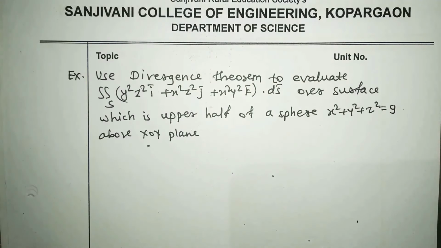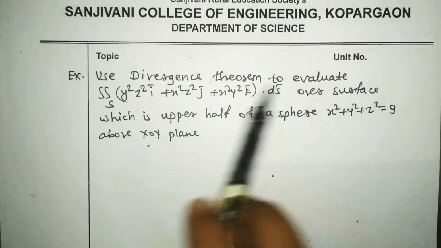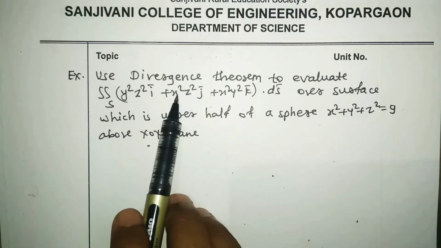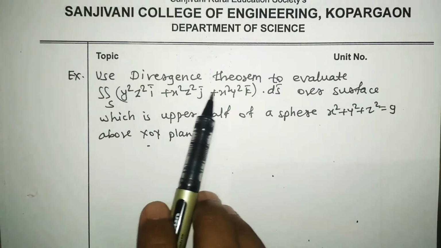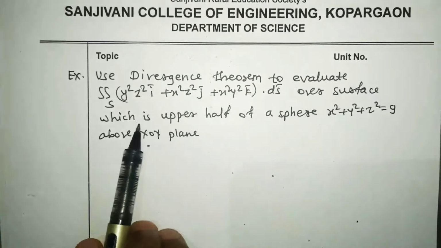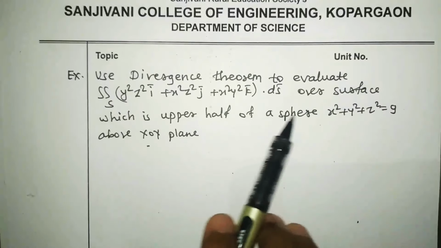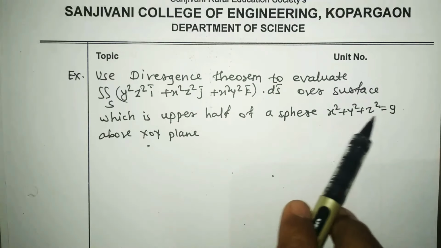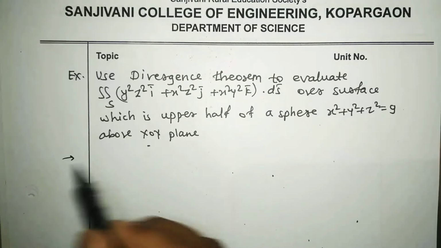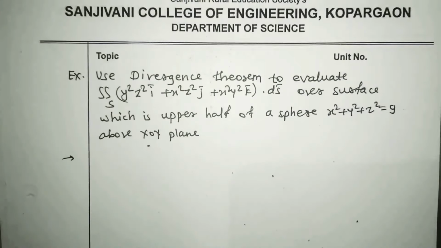Next example, use the divergence theorem to evaluate the double integration over S of y square z square i bar plus x square z square j bar plus x square y square k bar dot dS bar, over the surface which is the upper half of a sphere x square plus y square plus z square equals 9 above the x y plane. So see here, we have to use the Gauss divergence theorem.